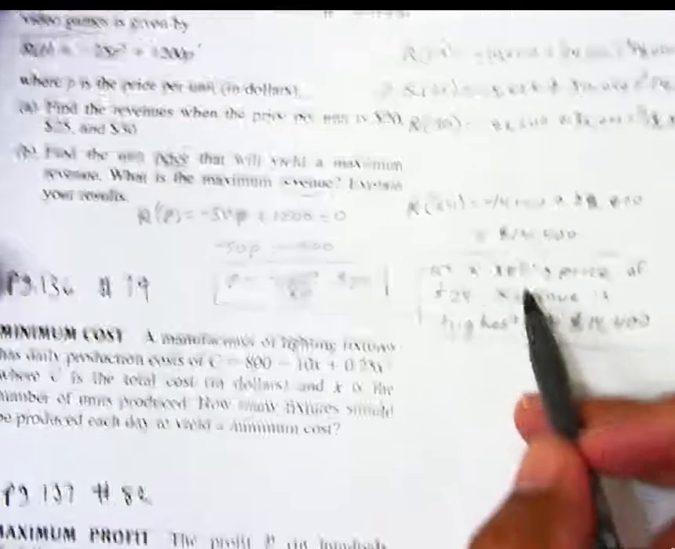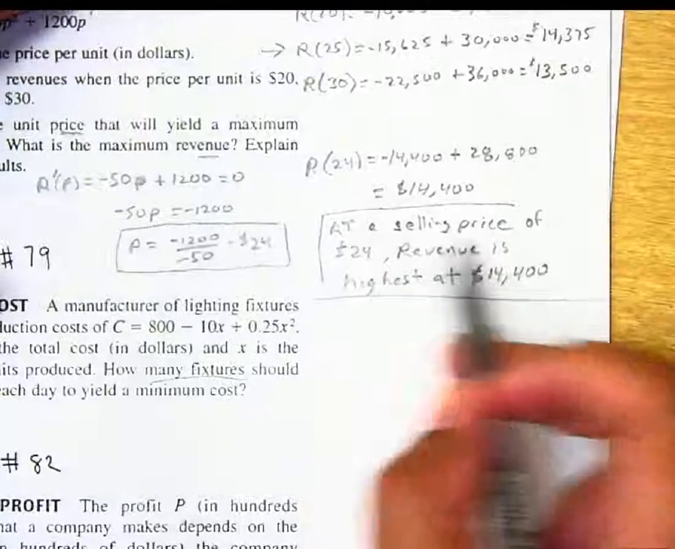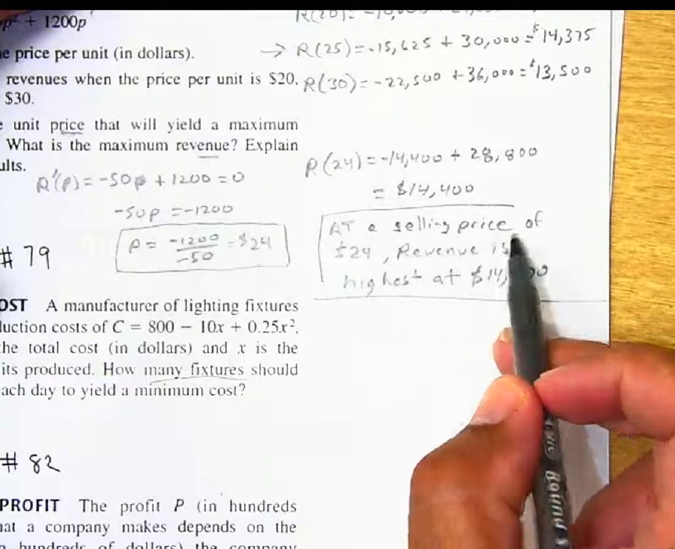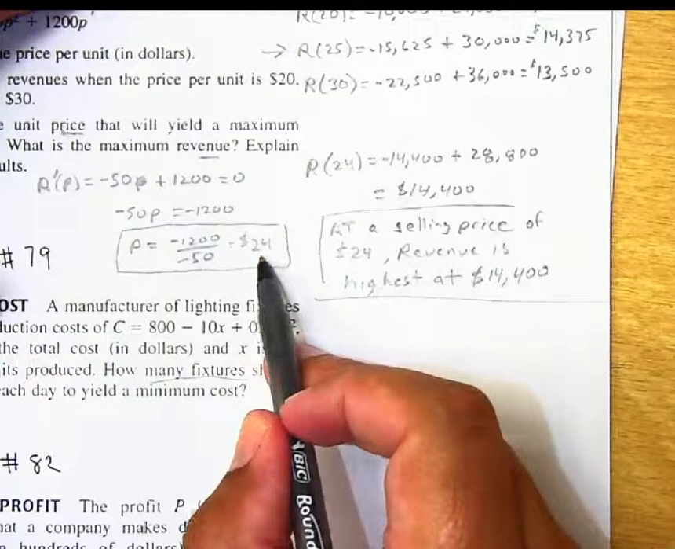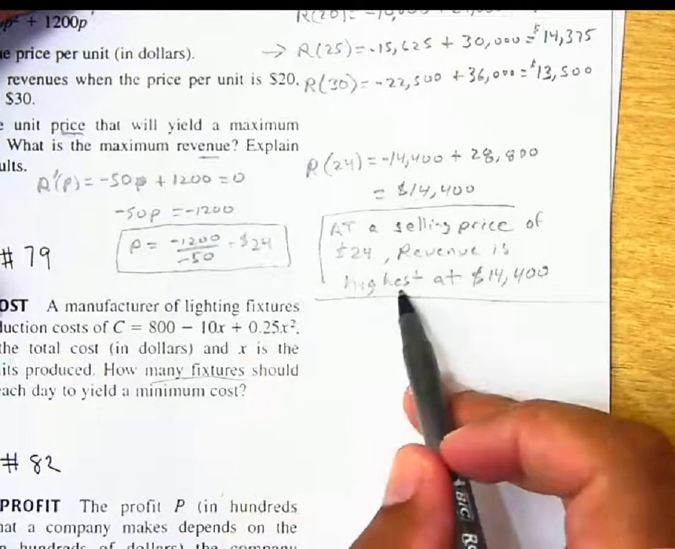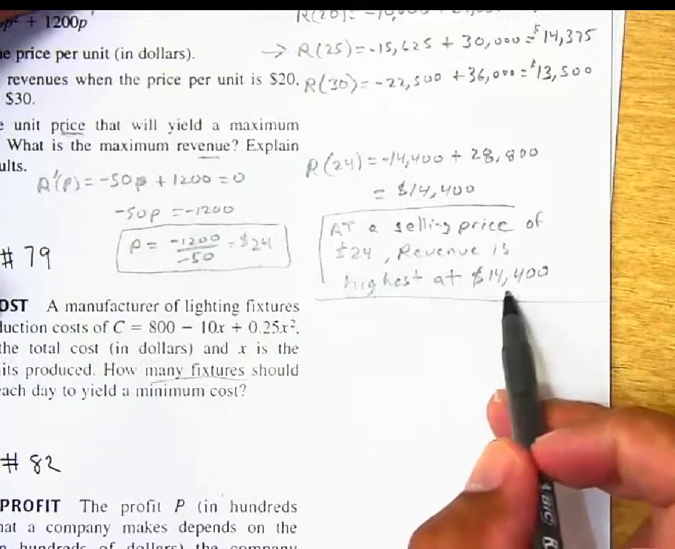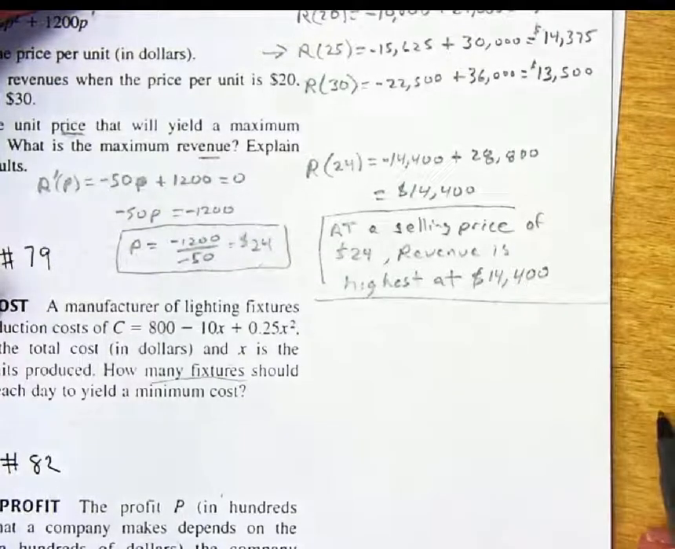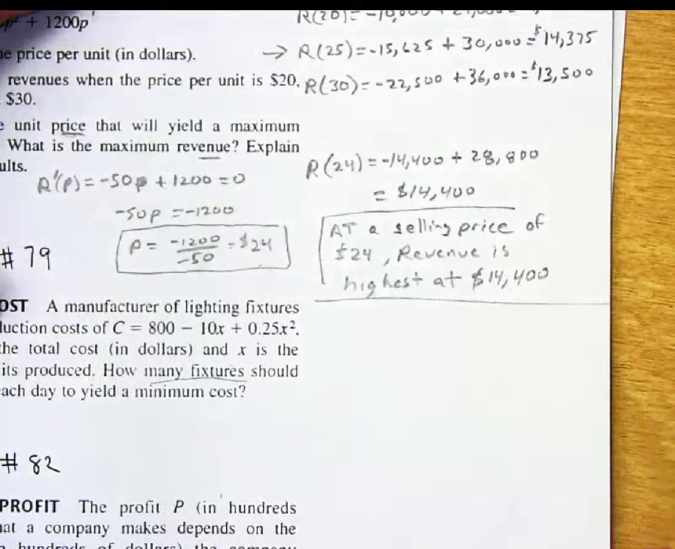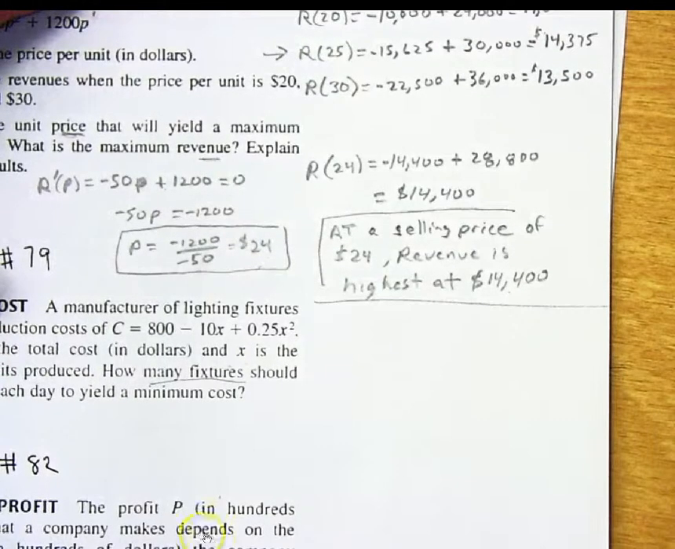So to finish the problem up here, the interpretation is that at a selling price of $24, which we got here, the revenue is highest at this number there, this dollar figure. Okay, and that is it.